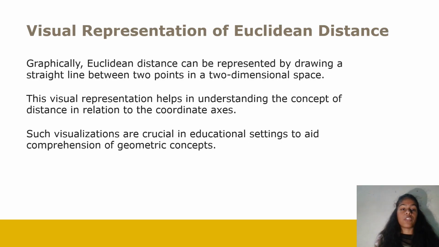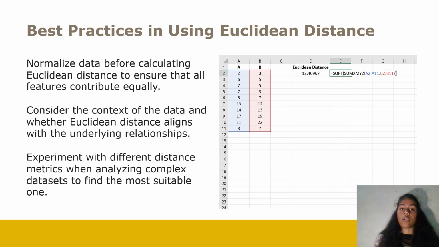Visual representation of Euclidean distance. Graphically, Euclidean distance can be represented by drawing a straight line between two points in a two-dimensional space. This visual representation helps in understanding the concept of distance in relation to the coordinate axis. Such visualizations are crucial in educational settings to aid comprehension of geometric concepts.